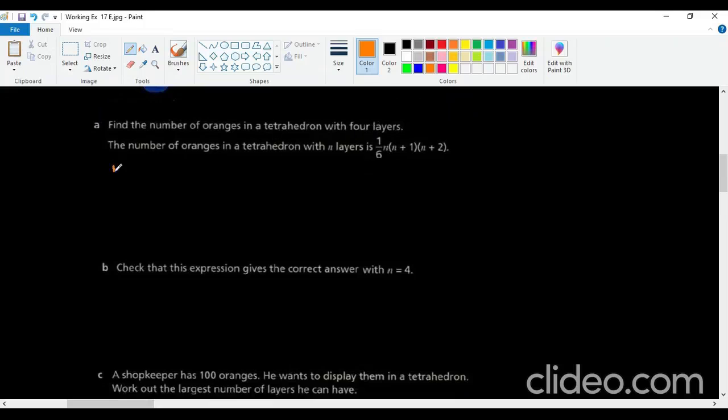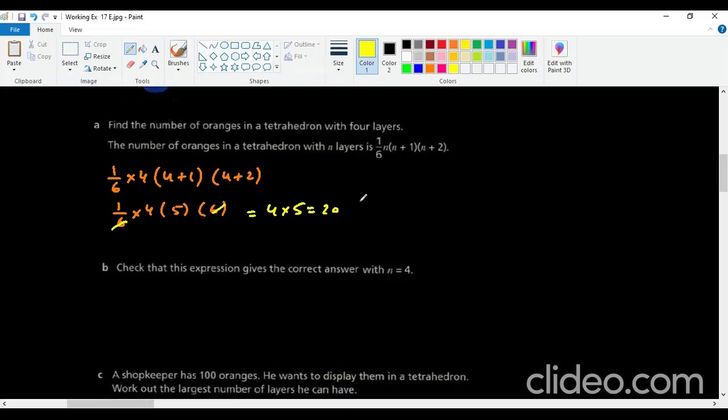That means 1 over 6 is multiplied by 4, and 4 plus 1 and 4 plus 2. That means 1 over 6 times 4 times 5 times 6. That means this 6 is going to be cancelled with this 6, and 4 times 5 is going to give you 20 as an answer for this part of the question.